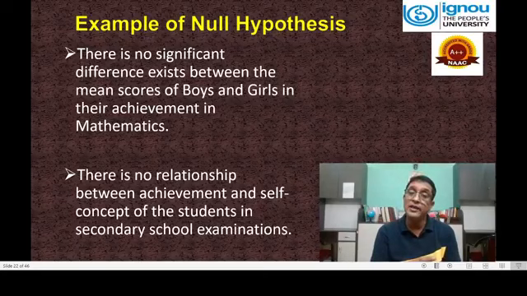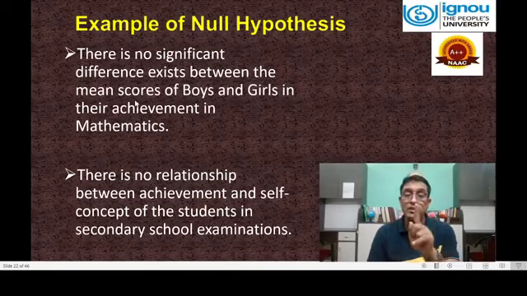Many studies you will find where researchers state null hypotheses. The second example is: there is no relationship between achievement and self-concept of the students in the secondary school examination. Here two variables are given. In the first example, two groups were there, the boys group and the girls group, and the variable was one.